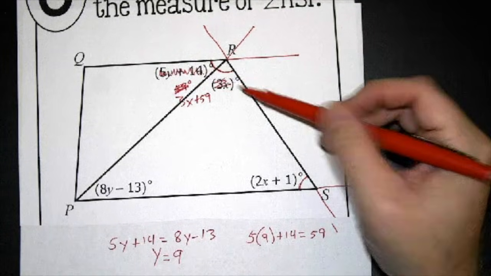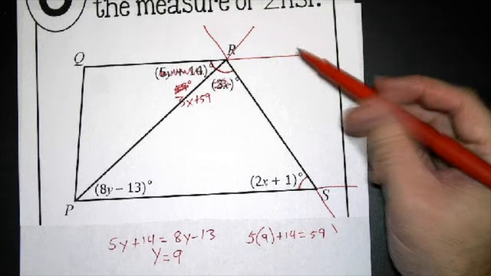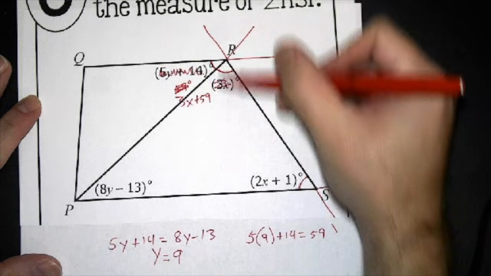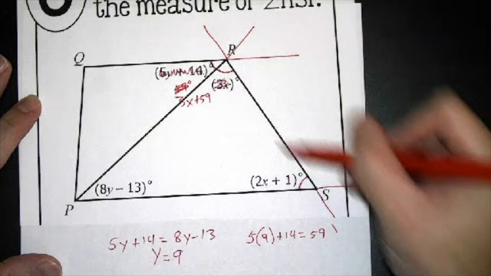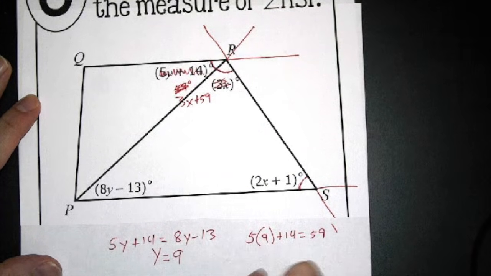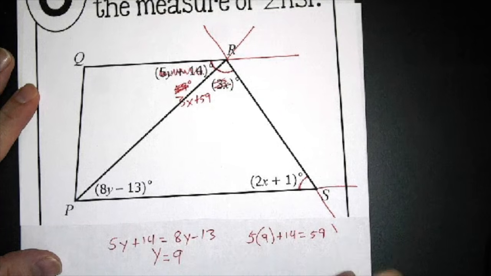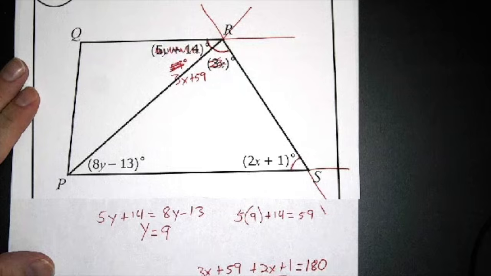So we know that consecutive interior angles are supplementary. And these are consecutive interior angles because both of these angles are on the inside of the parallel lines and they're on the same side of this transversal. So I'm going to say 3x plus 59 plus this angle, 2x plus 1, that's this angle. Those are supplementary, so we're going to set them equal to 180 and plug that equation into Insolve. When I do that, I come out with x is equal to 24.